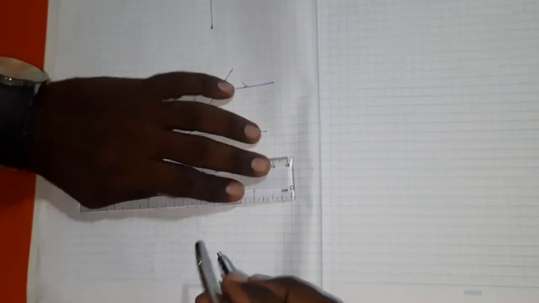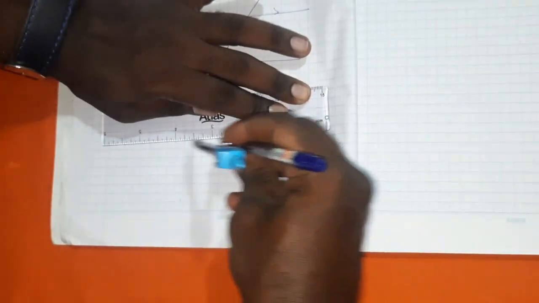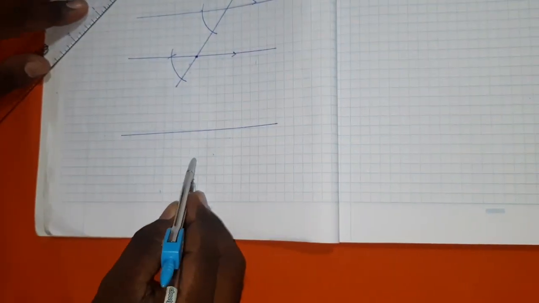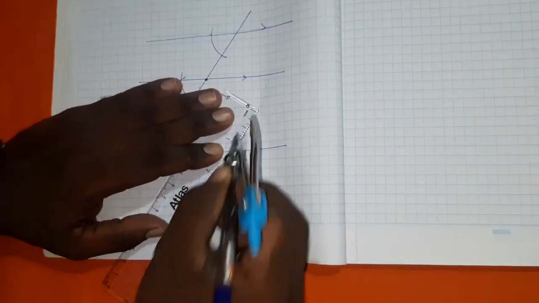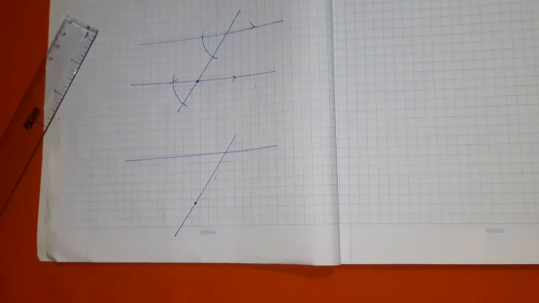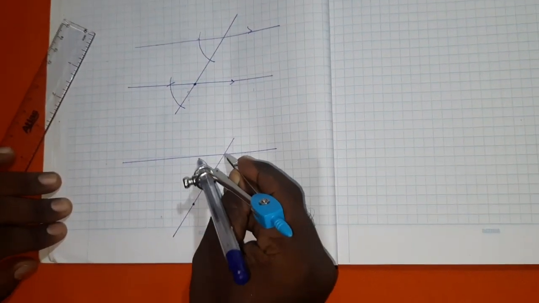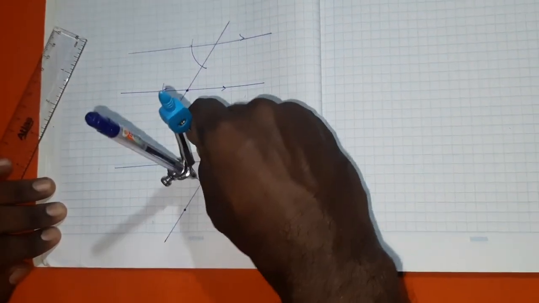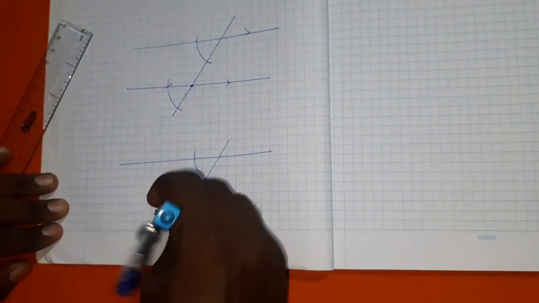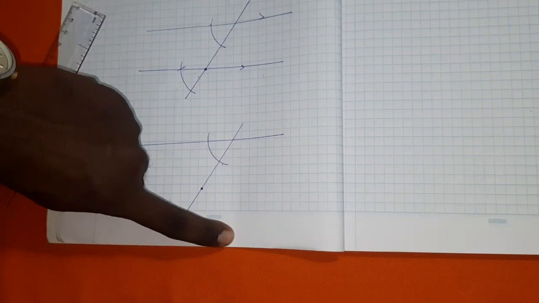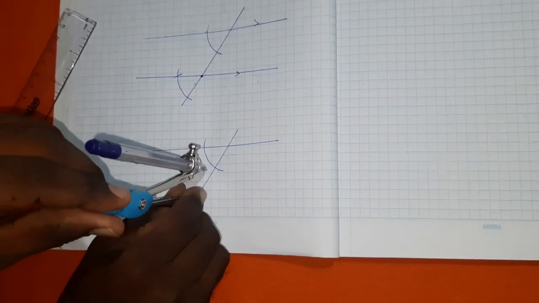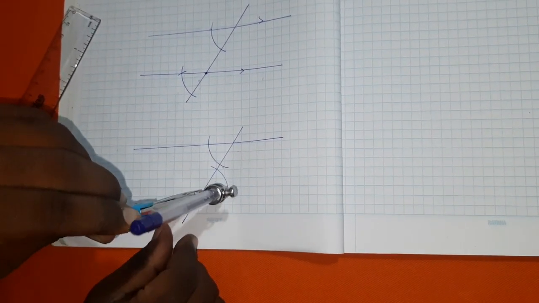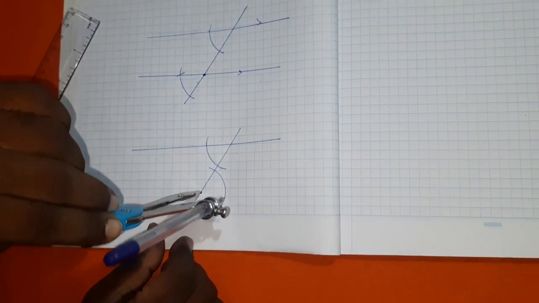And the next method, the previous one was the corresponding angle method. This method will be the alternate angle method. Again you have to draw a transversal like this, and you have to do the same thing that we did before. You have to draw an arc to intersect those two straight lines. Now this time we have to change the positions and draw the arc like this to the opposite side.